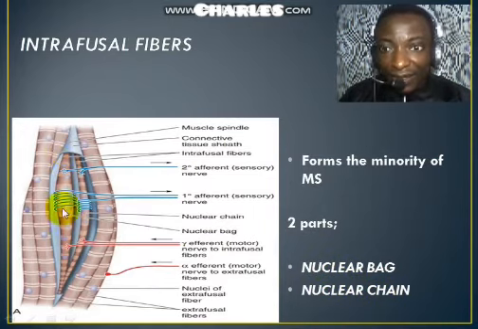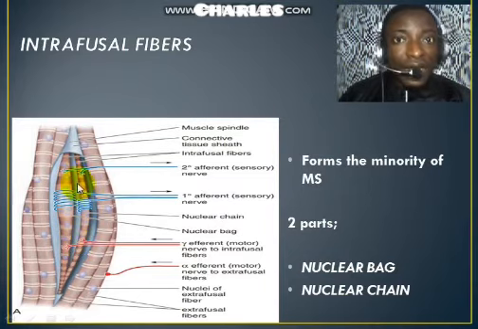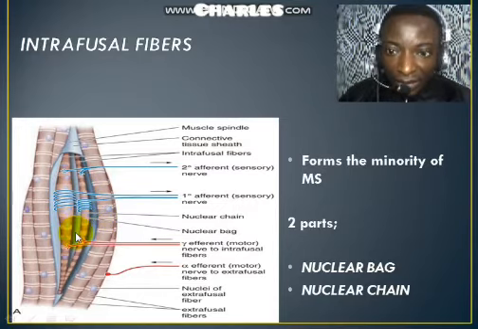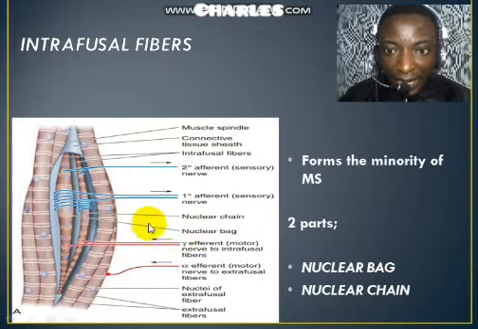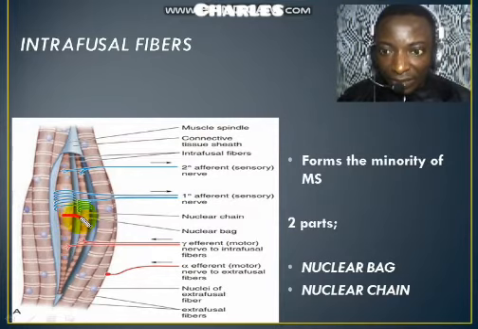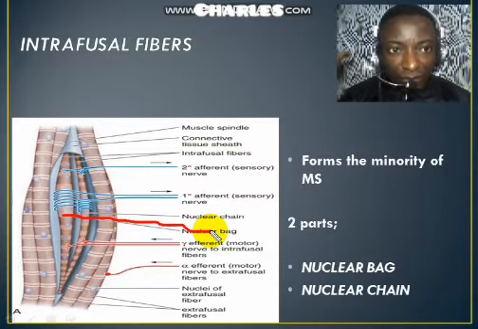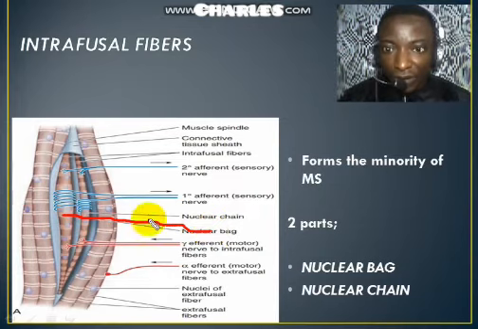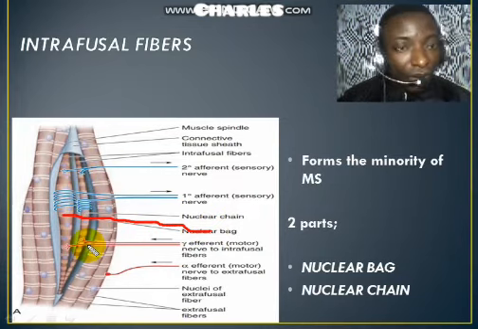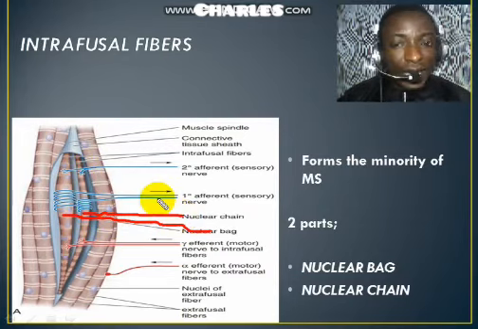This area here represents the nuclear bag of the intrafusal fiber, whereas this area represents the nuclear chain of the intrafusal fiber. These are the two major components of the intrafusal fibers of the muscle spindle. They are well labeled here. This is the nuclear bag. If it's not clear, let me make it clearer for you to understand. This part represents the nuclear bag of the intrafusal fiber of the muscle spindle, whereas this area here represents what? The nuclear chain of the muscle spindle. All right, fantastic.